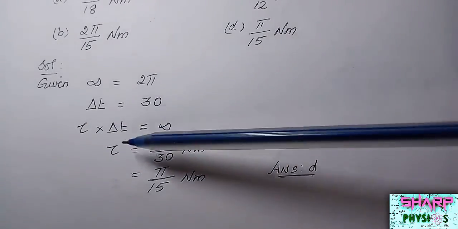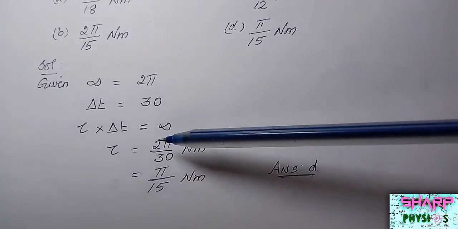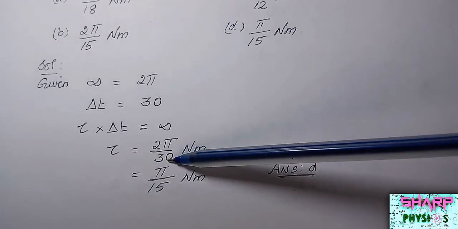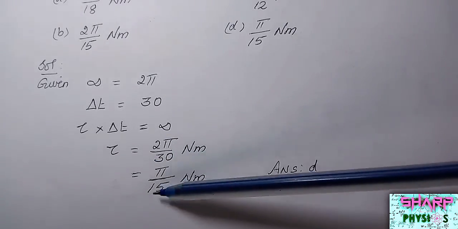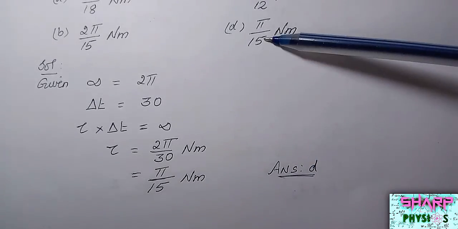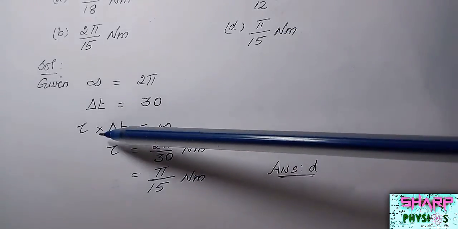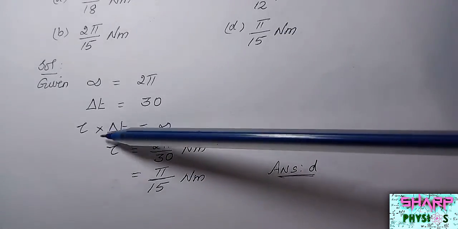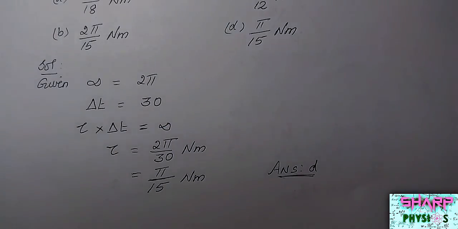So when you substitute the values, you get the answer. Torque is equal to 2π divided by 30 newton meter. If you cancel the 2, you get π by 15 newton meter. So the answer is D. The torque formula is tau into delta t is equal to the angular momentum.